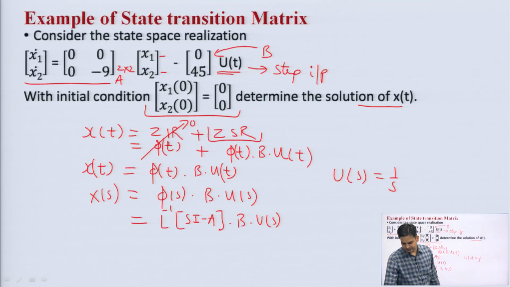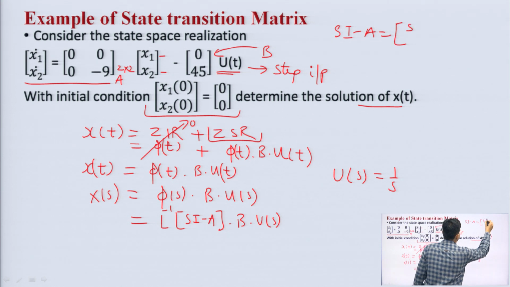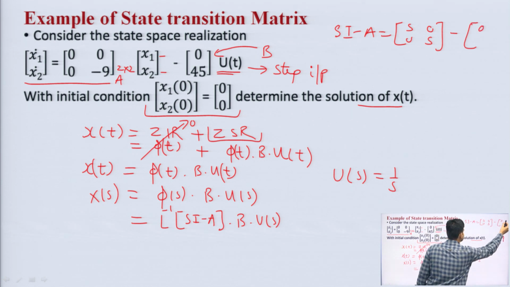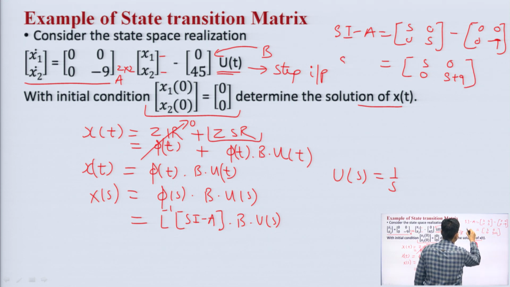Space is not there, so we can do the calculation of sI minus A. The A matrix is given to us, and sI would be given by this expression. The A matrix is given by this expression: 0, 0, 0, minus 9. If I solve it, this will become s, 0, 0, and this will become s plus 9. So, this is sI minus A, and we need to calculate its inverse.